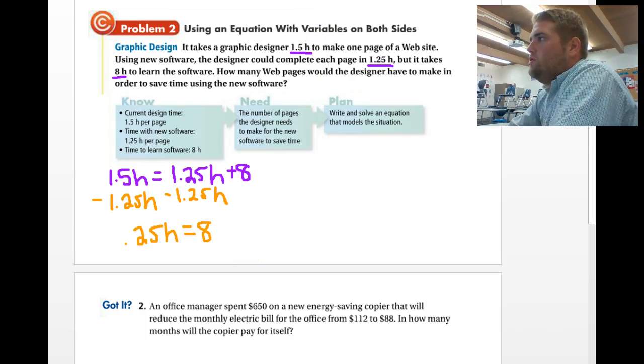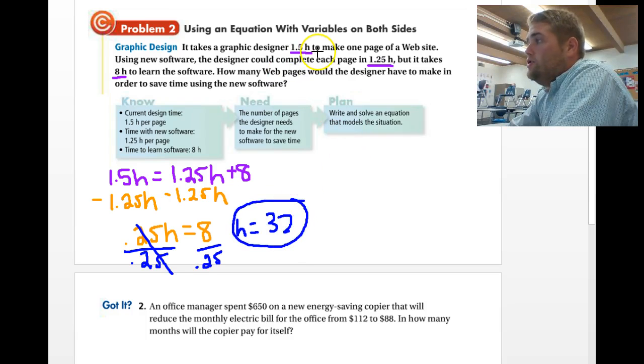So in order to solve that, we're going to divide by 0.25, and we are going to get that h equals 32. So h stands for the number of websites he can make in that time, equals 32. So he's going to have to make 32 websites in order for this new software to pay off.